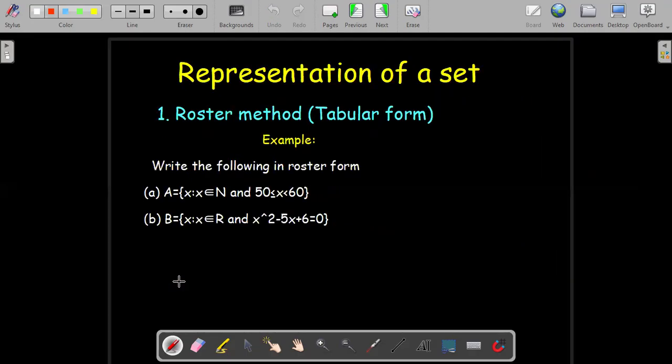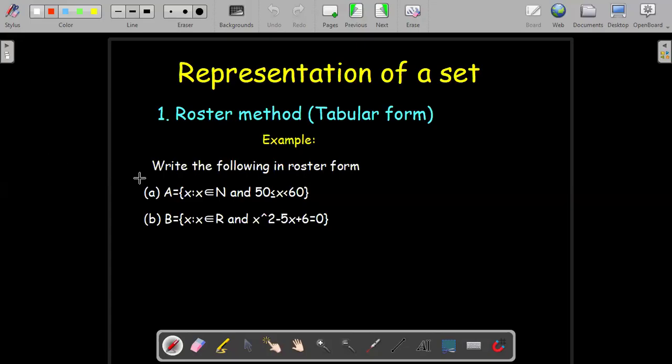Well, we move on to the two major things that we're going to look at in this class, which is representation of sets. There are two main ways in which we can represent a set. Number one is what we call the roster method, or tabular method. This is just a method of listing, or you could call it the listing method. It's just a way in which we list these sets.